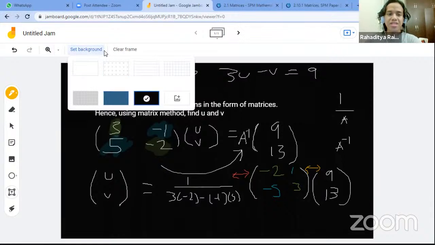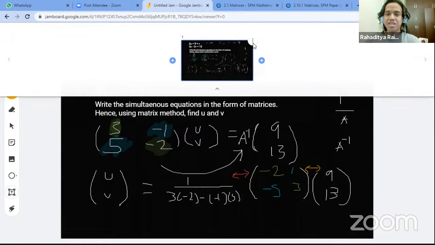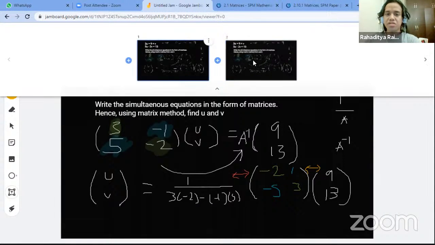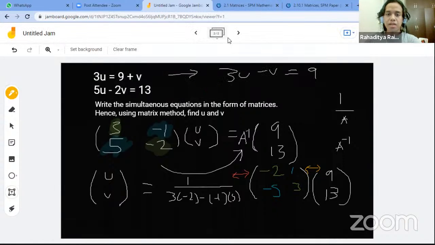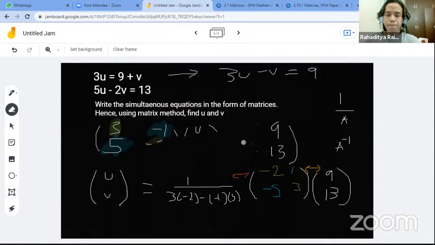I'm running out of space. I'm going to duplicate this slide. I think I'll post it in Google Classroom later. Okay. Oh crap. Ay caramba.